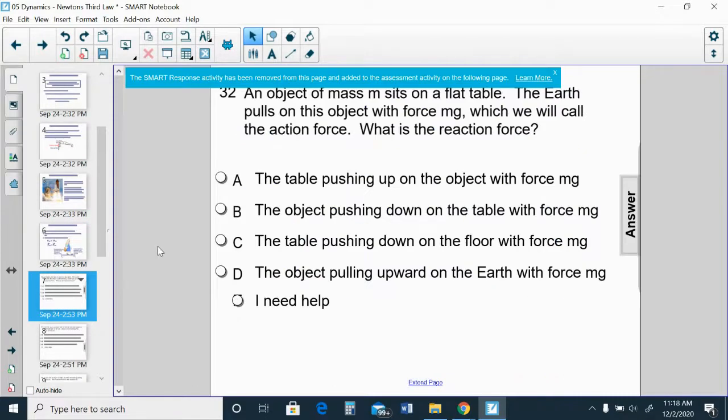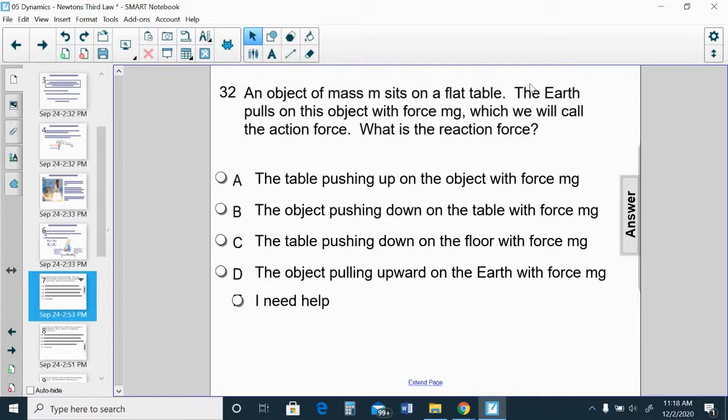Let's try a couple practice problems. So an object of mass m sits on a flat table. The Earth pulls on this object with force mg. Remember, that's mass times gravity, which is the same thing as weight, which we will call the action force. What is the reaction force?